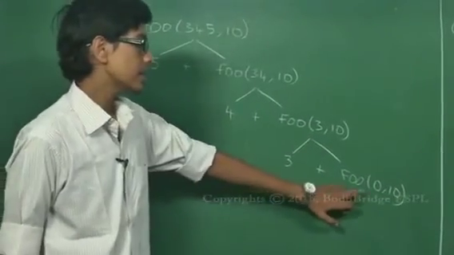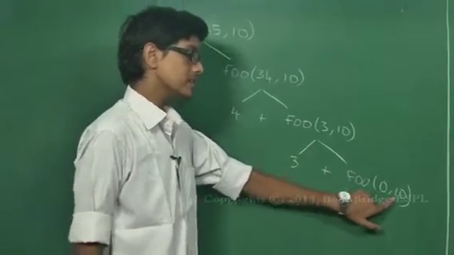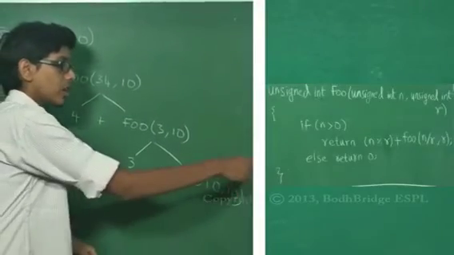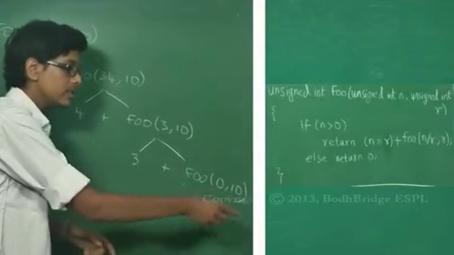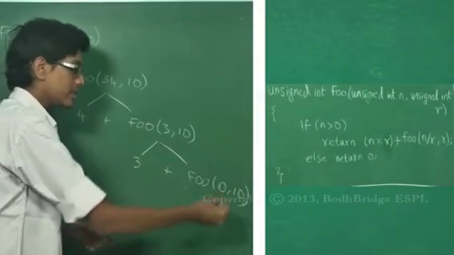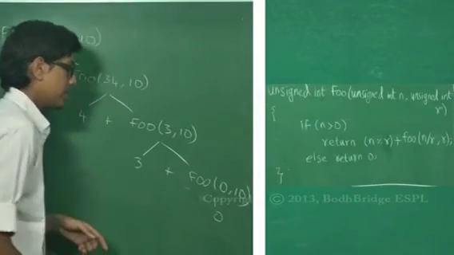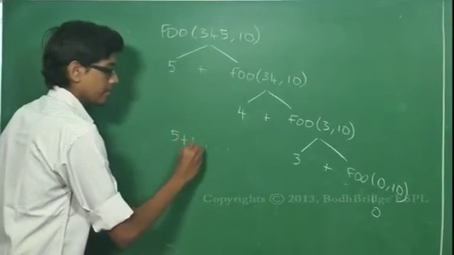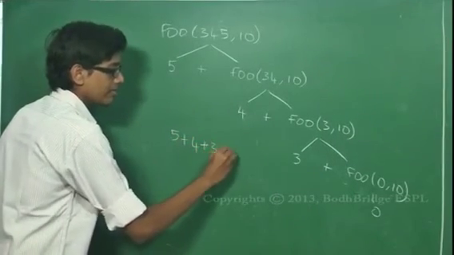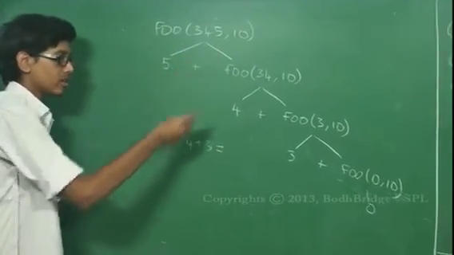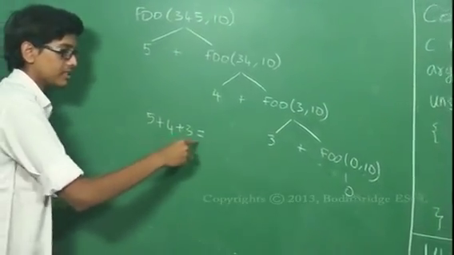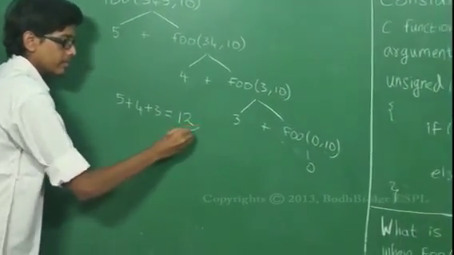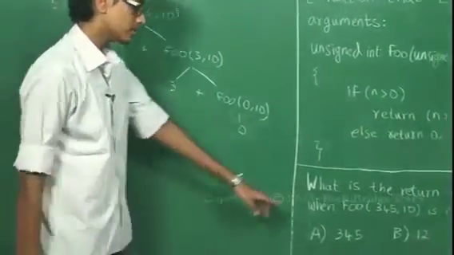So now n is 0 and r is 10. So the if condition is not satisfied, it goes into the else condition. So since n is 0, we return a 0. So the final answer is 5 plus 4 plus 3. So the returned value when foo of 345 comma 10 is called is 5 plus 4 is 9, 9 plus 3 is 12. So the right option is option B, 12.